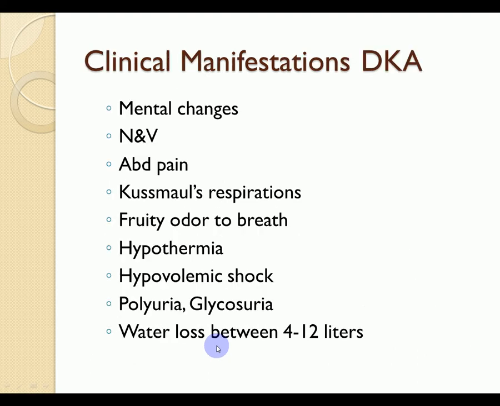Clinical manifestations of DKA would be mental changes, nausea and vomiting, abdominal pain, the Kussmaul's respirations, the fruity odor, hypothermia, hypovolemia, polyuria, glycosuria, and water loss between 4 and 12 liters. So that is a massive amount of water loss. Cellular dehydration is very common. So the serum is hypertonic and the urine is hypotonic.